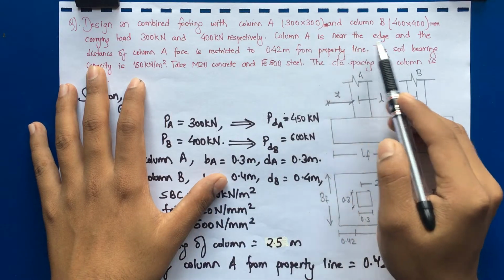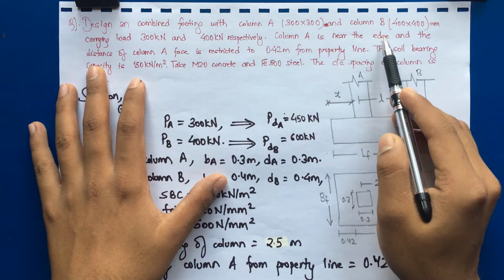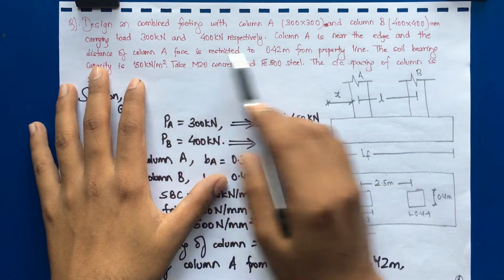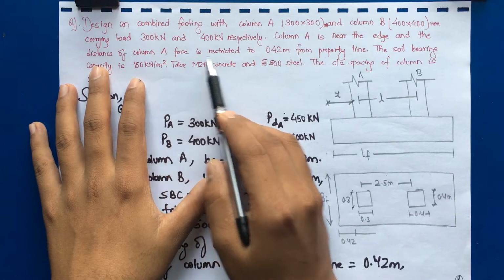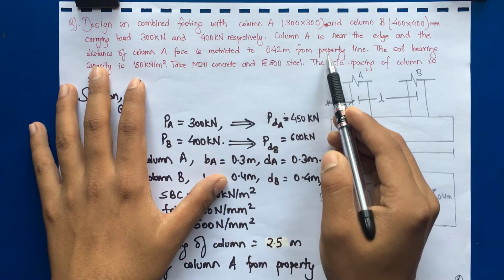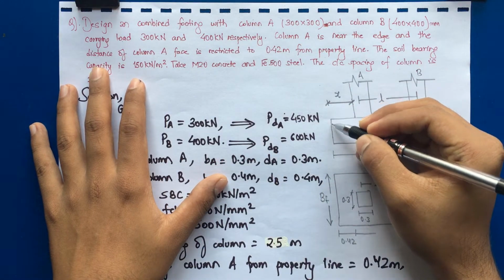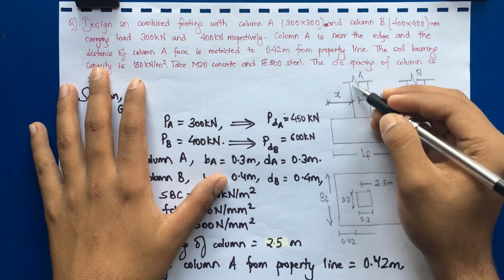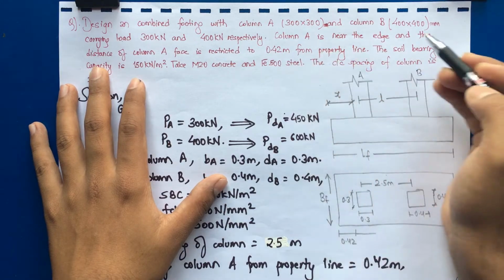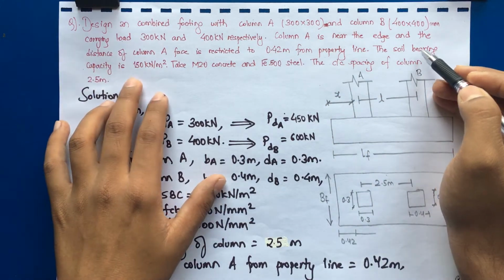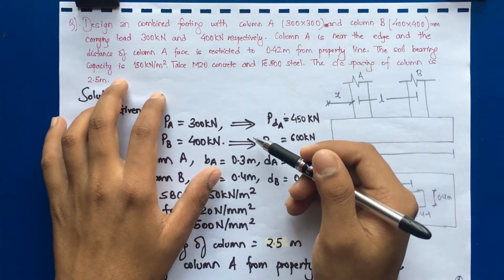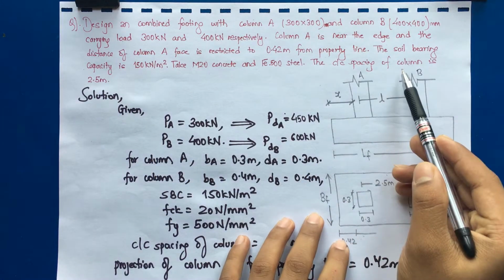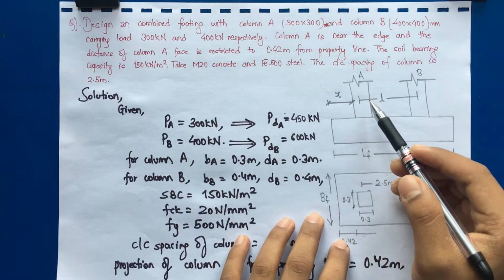Column A is near to the edge, this edge means the property line, and the distance of column A face is restricted to 0.42 meter from the property line. If we assume this is the property line, then the distance of this face of column A is 0.42 meter. The soil bearing capacity is 150 kN per meter square. Take M20 concrete and Fe 500 steel. The center to center spacing of the columns is 2.5 meters.